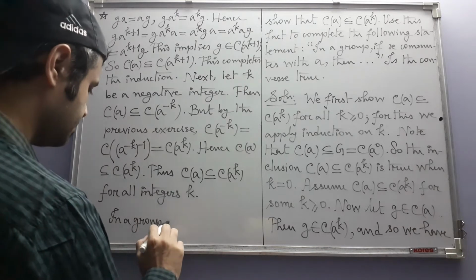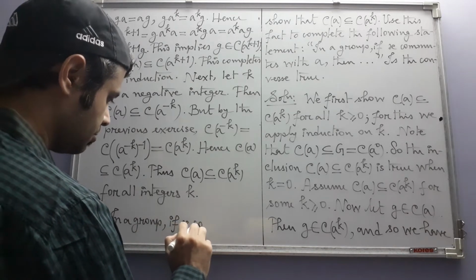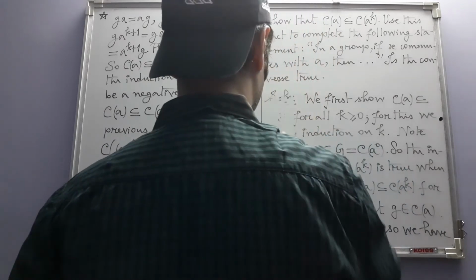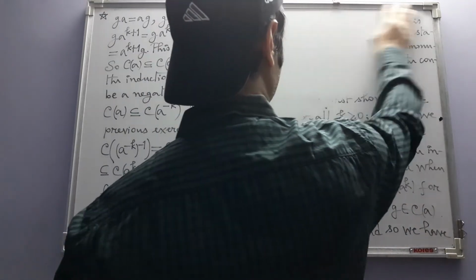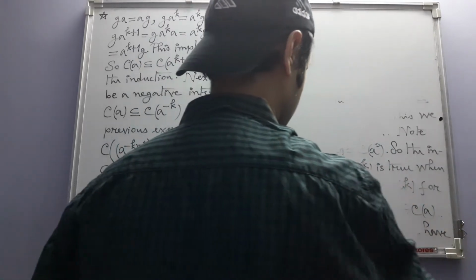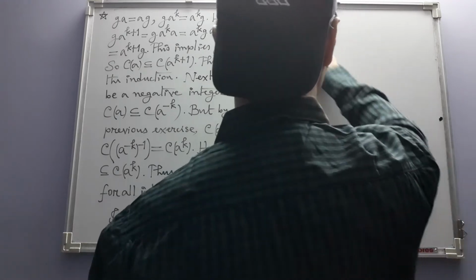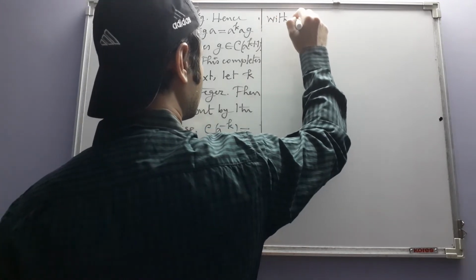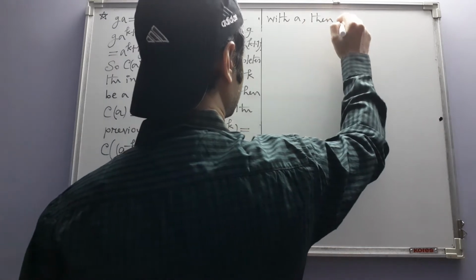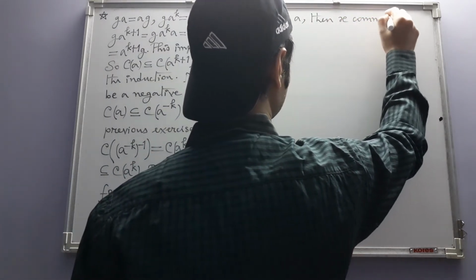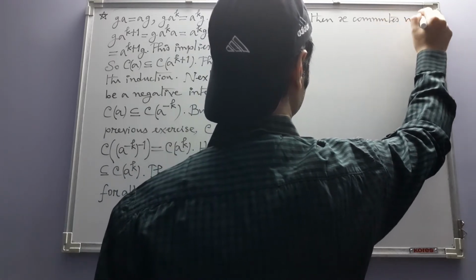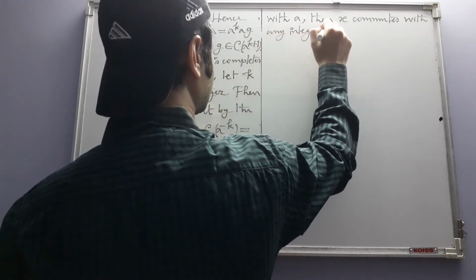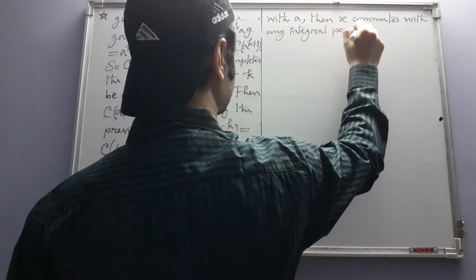In a group, if X commutes with A, then X commutes with any integral power of A.